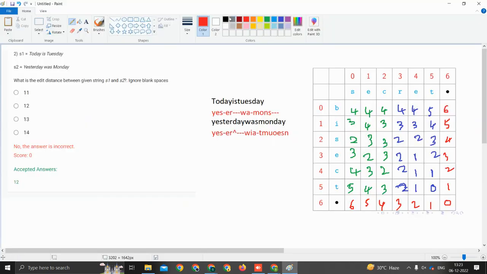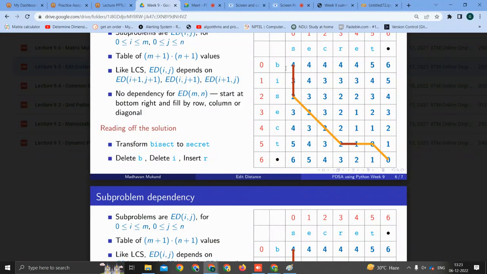How did we come to this point? The question is how to travel here, basically. How did you arrive at 4? What made you come to 4? It's 3 plus 1, right? So you travel down. How did you arrive at 3? It is 2 plus 1 because they were not matching, right? How did you come to 2? Because S and S was matching, so you came from the diagonal. E and E match, so you came from the diagonal.